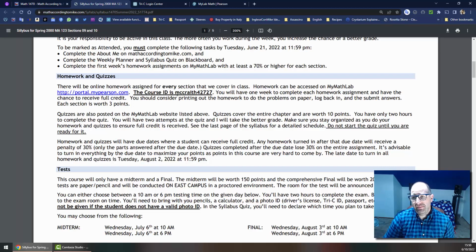Each section of homework is worth 3 points. Each quiz is worth 10 points. Homework covers 1 section at a time. Quizzes cover an entire chapter, so you sort of want to think about them as mini tests. If you turn in the homework within 1 week that it begins, pretty much, you can get all 3 points per section and all 10 points for the quiz. If you turn in anything after the due date, you get marked down 30%. Only the stuff that you turn in after the due date is what gets deducted. Anything before the due date, you get to save.